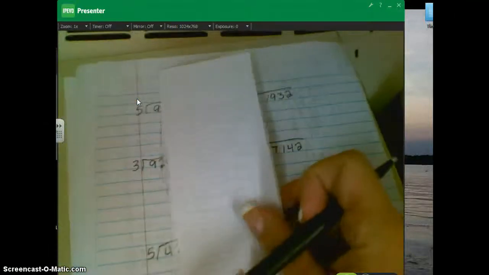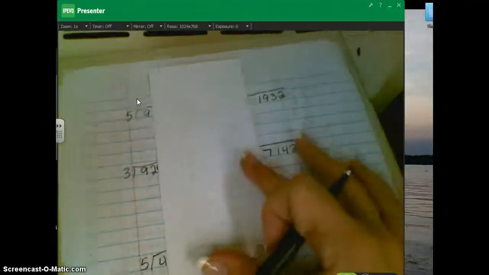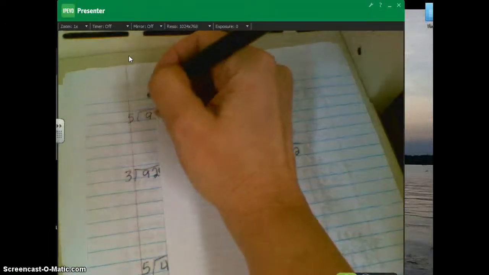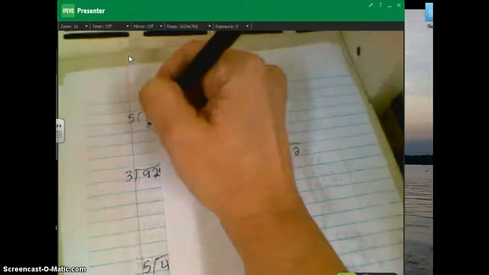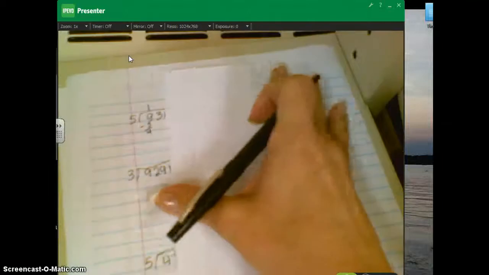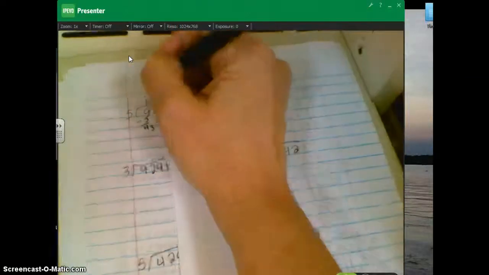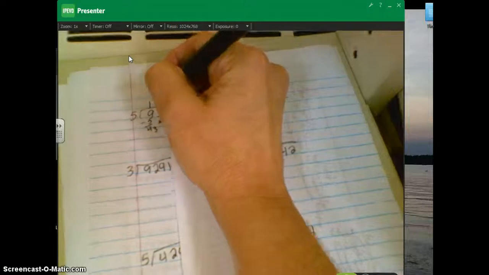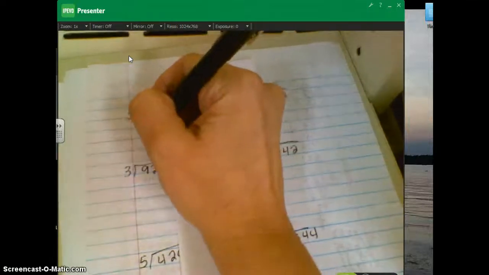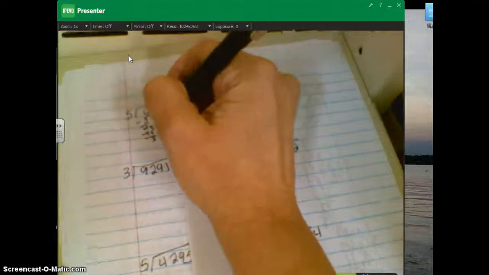And we're going to keep covering it up because it works easier for a lot of kids just to concentrate here. 5 goes into 9 one time. Subtract and you get 4. Bring down your next digit. 5 times 8 is 40. Subtract and you get 3. Bring down your 1.